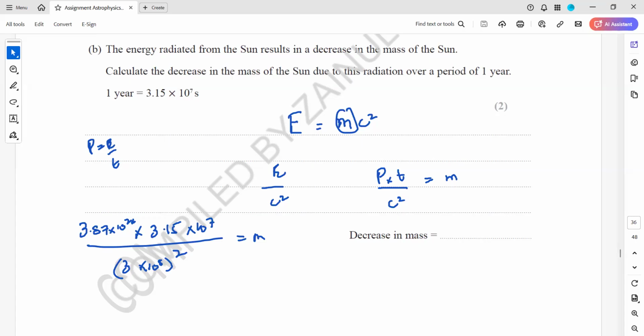What is the answer here? So you can say change in energy is change in mass times speed of light squared, like mass and energy can be converted. 1.35 exponent 17, so 1.35 exponent 17 kg.